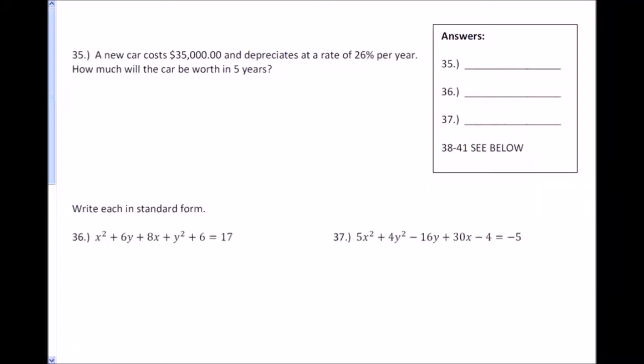For this one, it says a new car costs $35,000 and depreciates at a rate of 26% per year. How much will the car be worth in 5 years? So for this one, I'm going to use y equals a times (1 minus r) raised to the t. This is decay instead of growth, so I subtract the rate instead of adding it. So the first thing is the 35,000. That's the initial amount. 1 minus the rate, which is 0.26, raised to the t, which is 5.